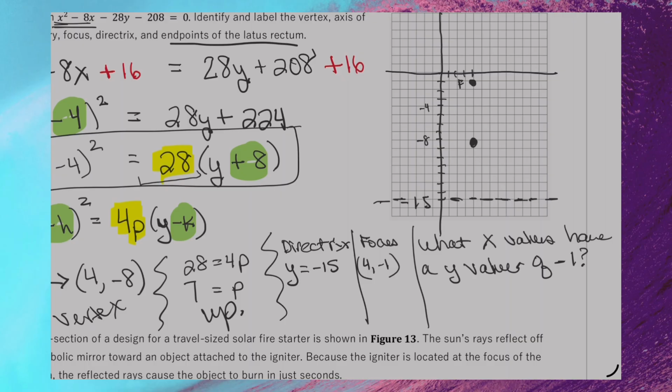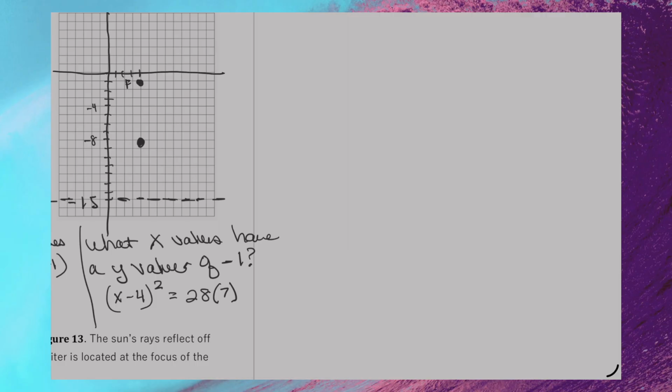So x minus 4 squared equals 28 times, if I put a -1 in there, I'm going to get a 7. Okay? 28 times 7 is, oh goodness, 169, I believe. Running out of room. I got to go over here. All right, so now I have x minus 4 squared was 196. No. 28 times 7. Oh, it is. Okay.